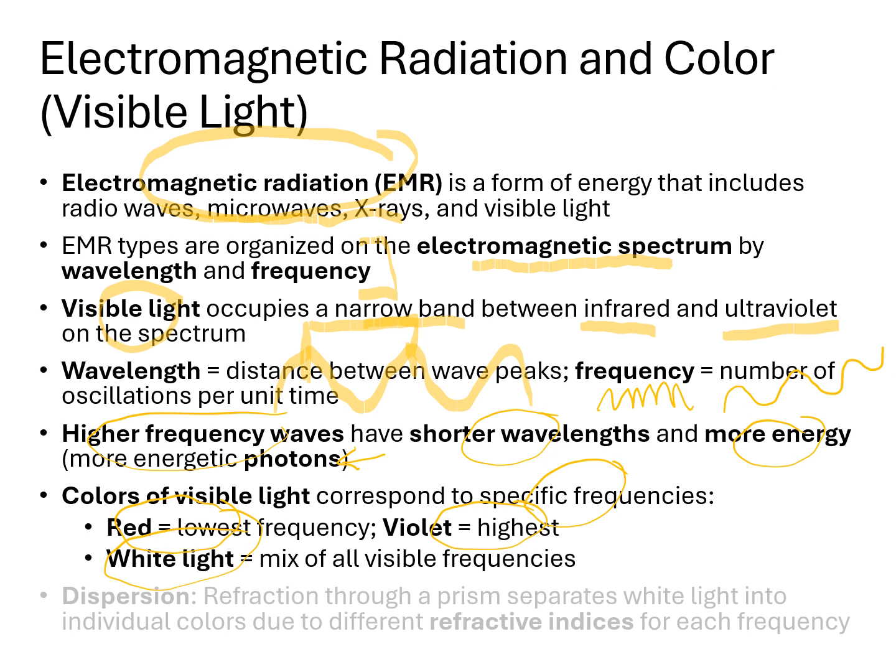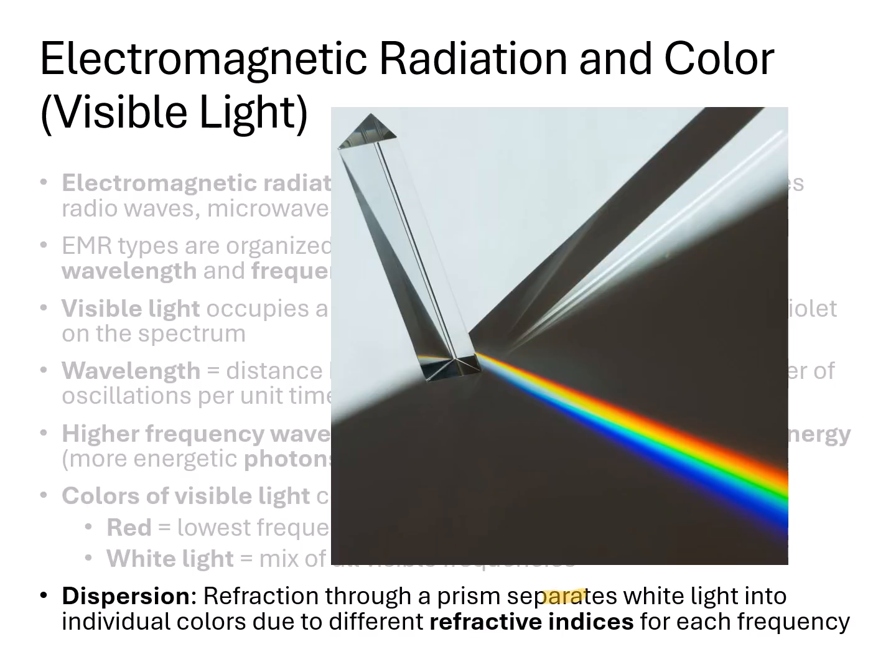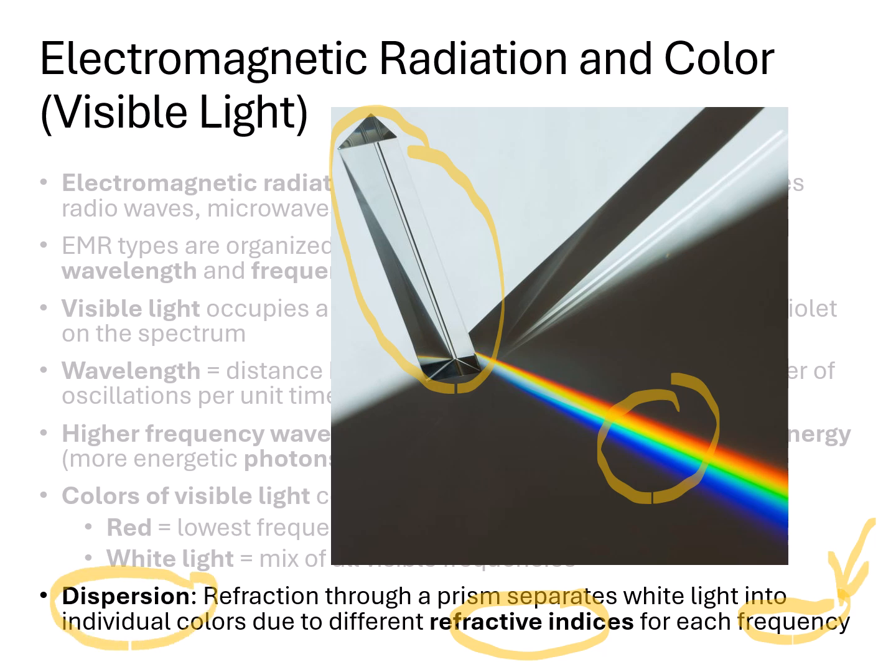Remember that the refractive index of a medium not only depends on the density of the medium or temperature, but also the frequency of light. So here we have a prism that has a different density than air, and it's going to separate or bend the white light into its individual colors because of their different frequencies. This is known as dispersion, that bending of light through the prism to separate white light into its individual colors.